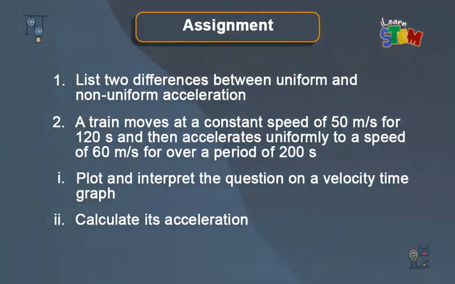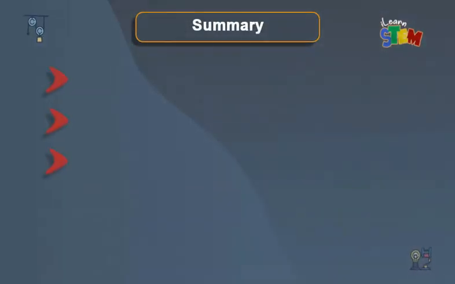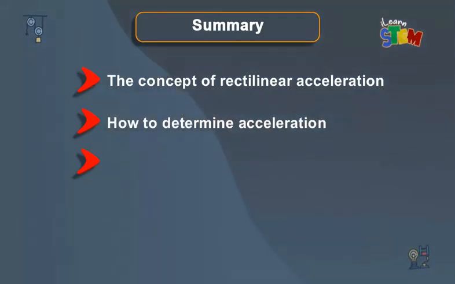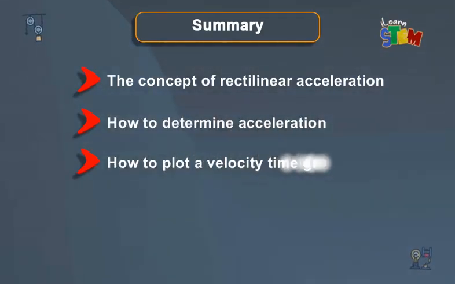Before we end today's class, let us summarize on what we learned. Today, we learned about the concept of rectilinear acceleration, how to determine acceleration. We also learned how to plot a velocity time graph.